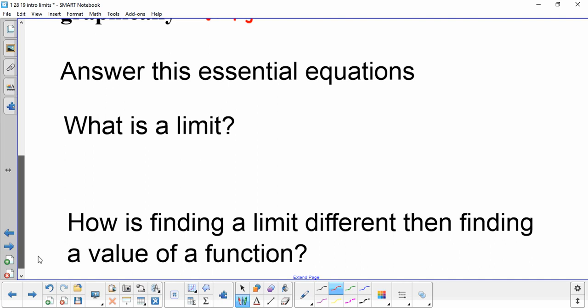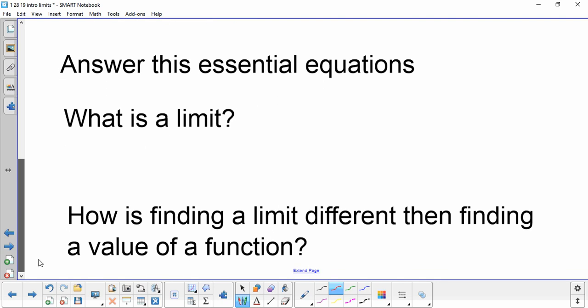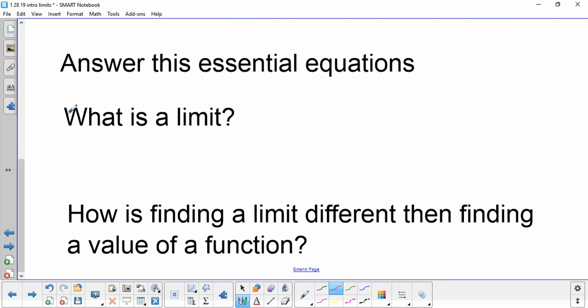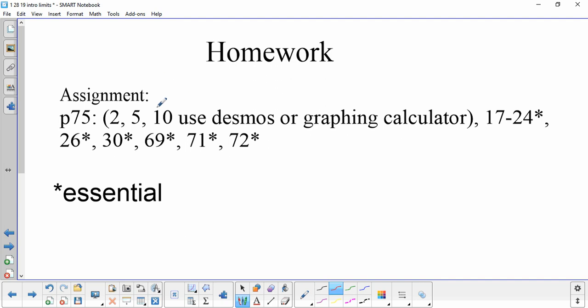So these are questions that you can answer on your own. What is a limit? How is finding a limit different than finding the value of a function? We already kind of answered that, but these are the questions you need to make sure that you understand, because that will help you, and will be the questions I keep on asking as we continue on our mathematical voyage in discovering limits.